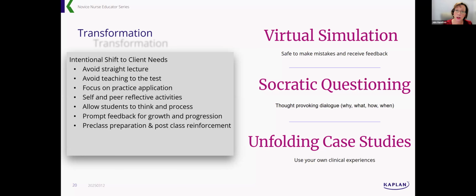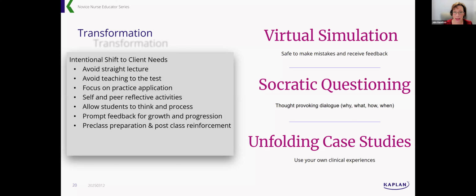Now I want you to think about transforming your students, not just learning content and spitting the content out, but really concentrating on clients' needs when you're teaching all of these diseases. When you're teaching anything, think, what is the client's need in this situation? Avoid just straight lecturing for 3 hours. Avoid teaching to the test. Don't give them all the answers. Allow them to be curious and explore the answers themselves.